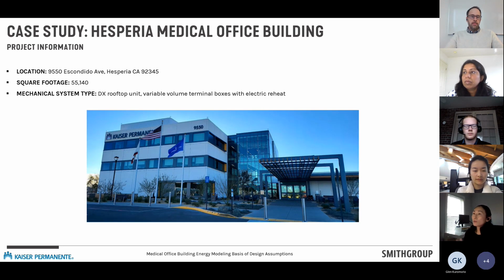For our process to get there, we wanted to look at around 7 to 8 facilities, but then we quickly whittled that down to around 3 and then came down to 1. That was a result of some missing data and just time to complete the study. But Peter will talk a little bit later about how we got to that process. One thing to note is that the Hesperia is served by a DX rooftop unit with VAV and electric reheat. This is important to note because like the last study, we would love to do more. We'd love to look at other facilities of the same type, other facilities in different climate zones, and then also different system types.